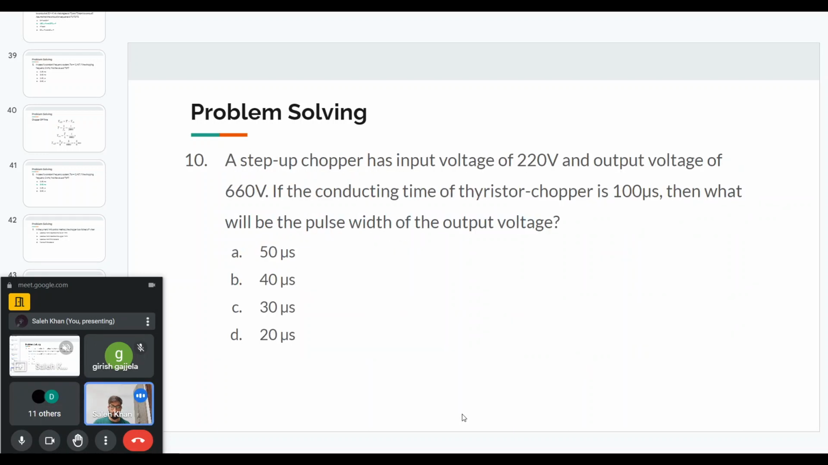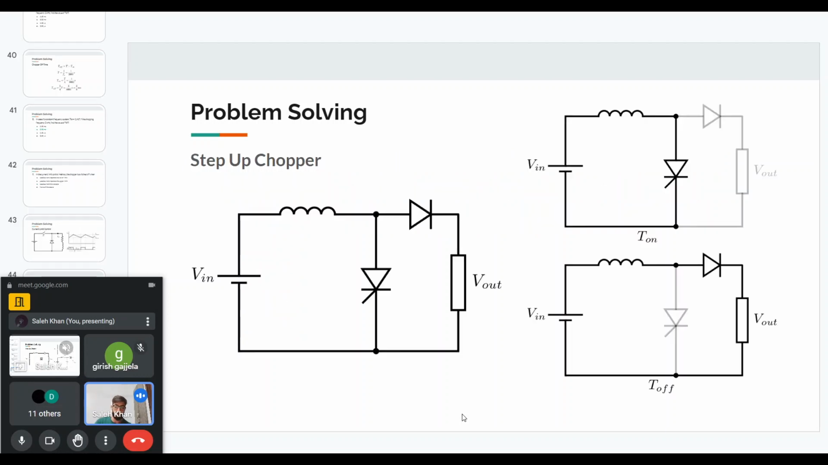So this was the ninth question. The final question is we have a step up chopper. So again, the step up chopper will be a boost converter, but here we will have thyristor as the main switch. So the input voltage is 220 volt and the output voltage is 660 volts. If the conducting time of the thyristor is 100 microseconds, then what will be the pulse width of the output voltage? So, okay, let's see. Here we are assuming we don't have a capacitor at the output. So that is the only way we will have a pulsed output voltage.